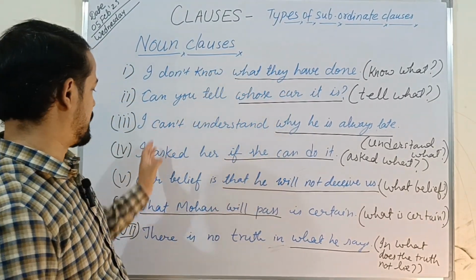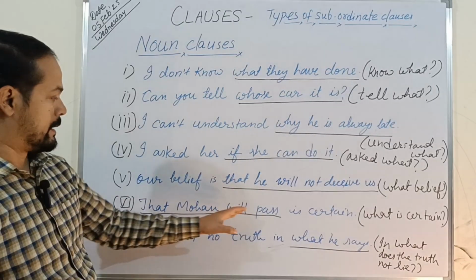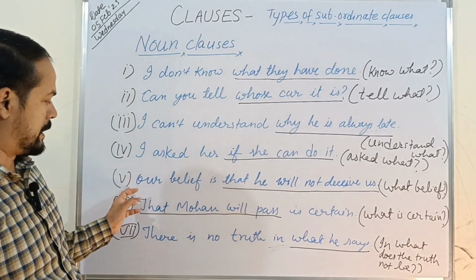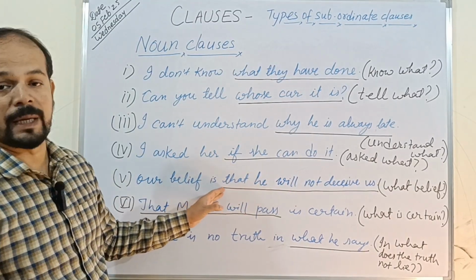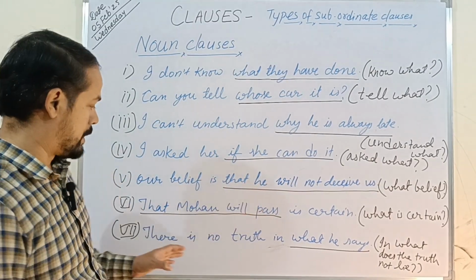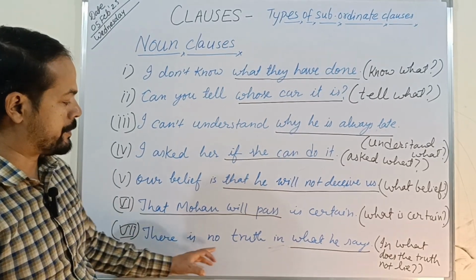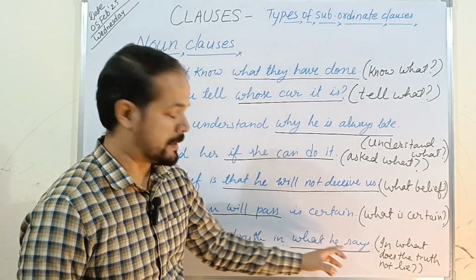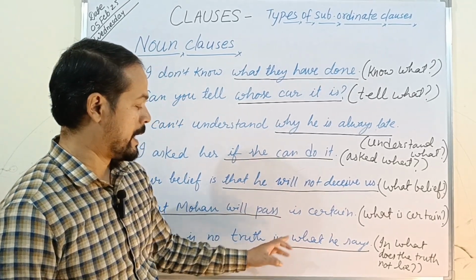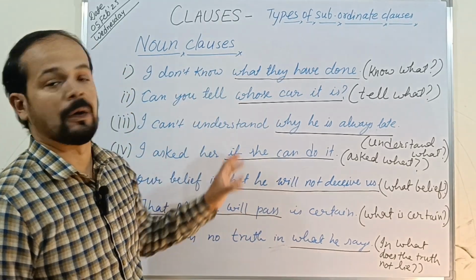Also it can be used as a subject, as in the sixth sentence. And in the fifth sentence, our belief is that he will not deceive us. So this is working here as a complement. And in the last sentence, there is no truth in what he says. So here what he says is actually working as an object to the preposition in. So in different ways the noun clauses are used.